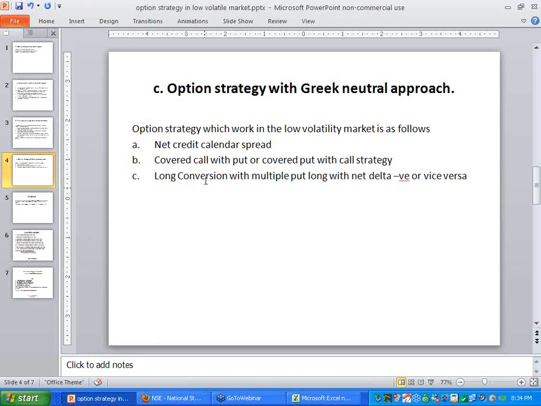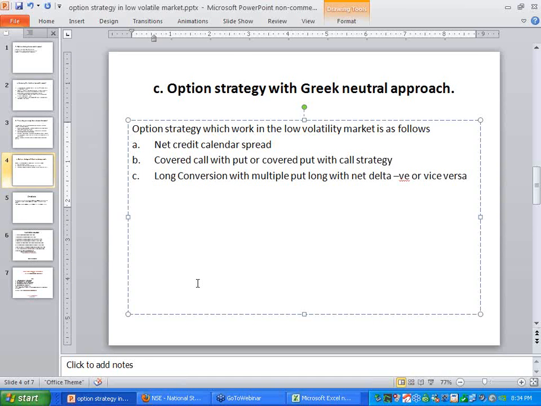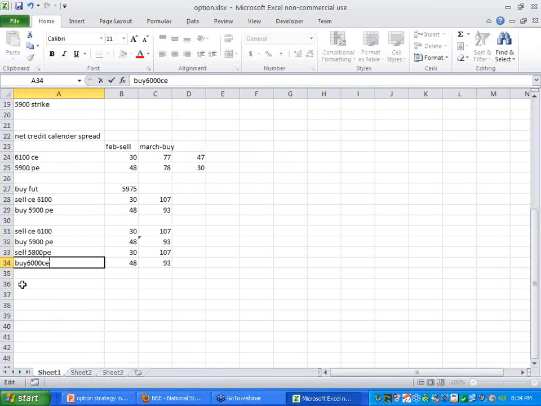Then the third strategy is very interesting: long conversion with multiple long put options. So long conversion. What is a conversion?